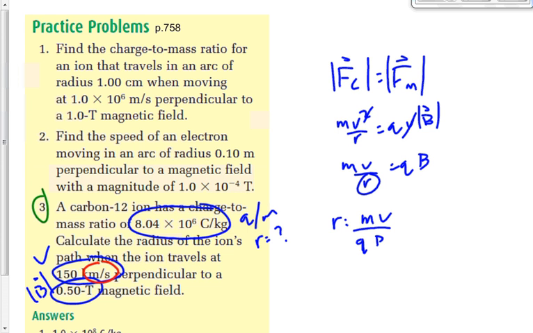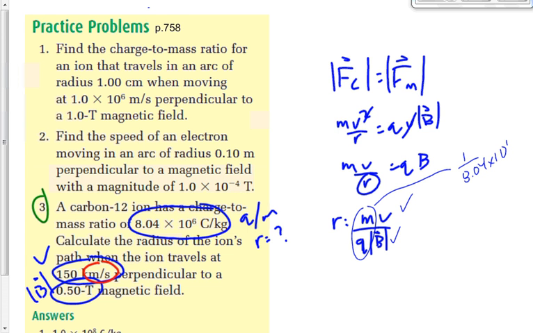R goes up, qB goes down, so r equals mv over qB. Now, what's the problem here? We have v easily enough, and we have B easily enough. What's the tricky part? Do we have m and q? We don't. Do we have m over q? We don't. What do we have? We have q over m. So if 8.04 times 10 to the 6 is q over m, then m over q would be the inverse of that, 1 over 8.04 times 10 to the 6.